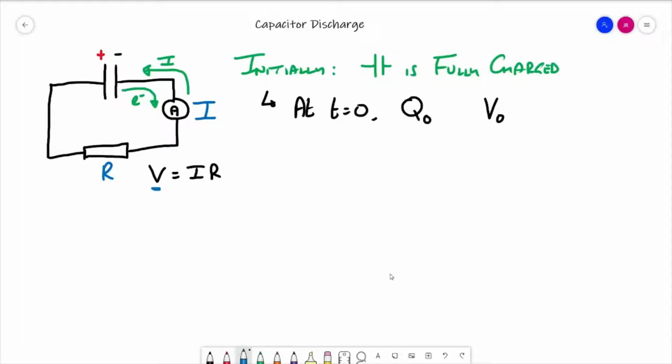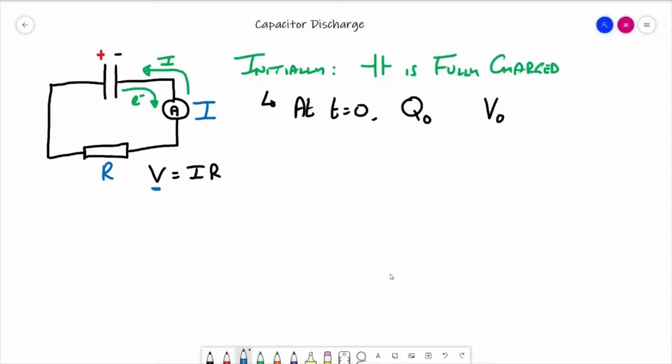But obviously what the current is doing is it's taking charge away from the negative end of the capacitor and placing it onto the positive end of the capacitor. So as the current flows, the total charge that's left on the capacitor will decrease, and therefore the potential difference across the capacitor is going to decrease as well.